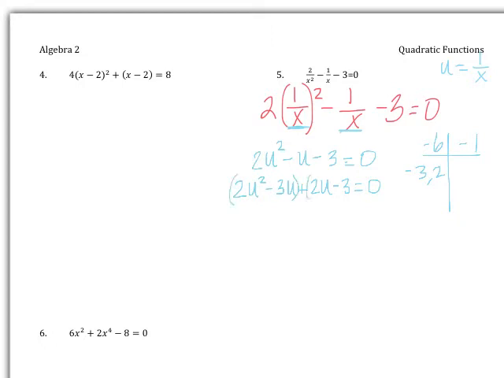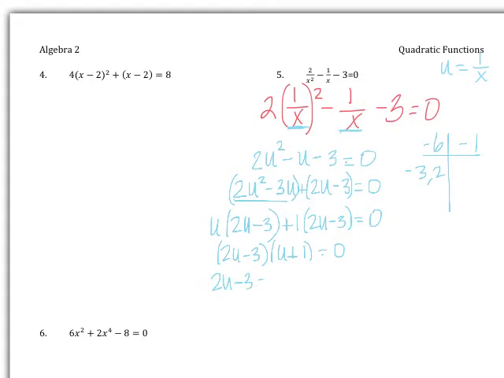We'll group the first two terms and take out a GCF, that would be u. In the next two terms, the GCF is 1. And now the GCF of that whole statement is 2u minus 3. And you're left with u plus 1. We'll set each of these equal to 0. So I get u equals 3/2 and u equals -1.